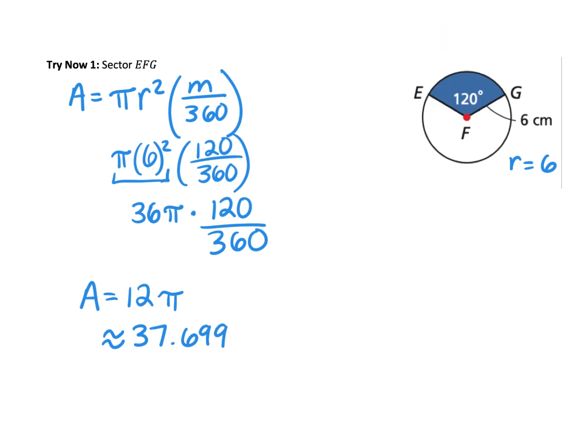So now for our exact area of the sector, we have 12 pi, and that was square centimeters. The approximate answer, we need to round to the nearest hundredth. So that 37.699, this would round up. So after 0.69 comes 0.70. So approximately 37.70 square centimeters.